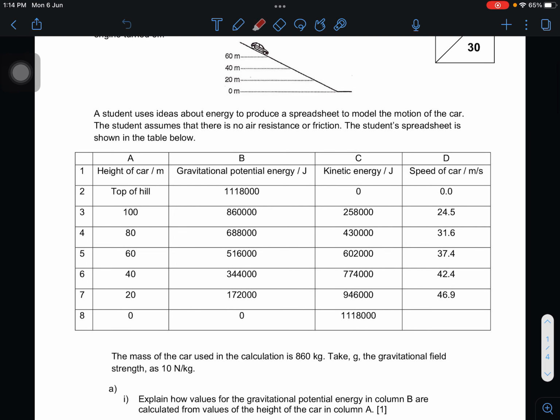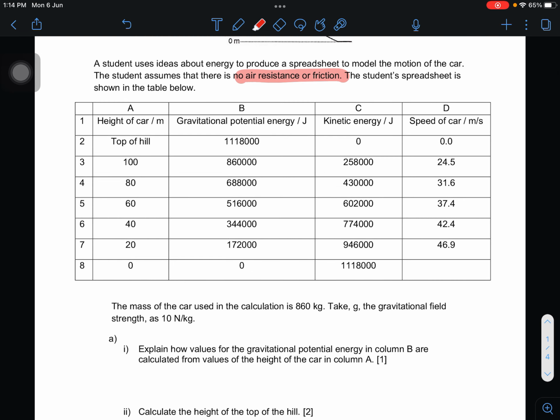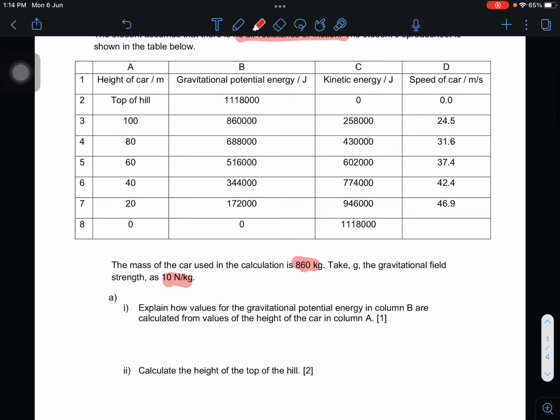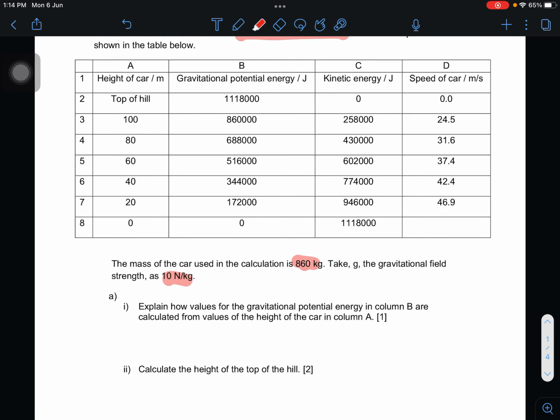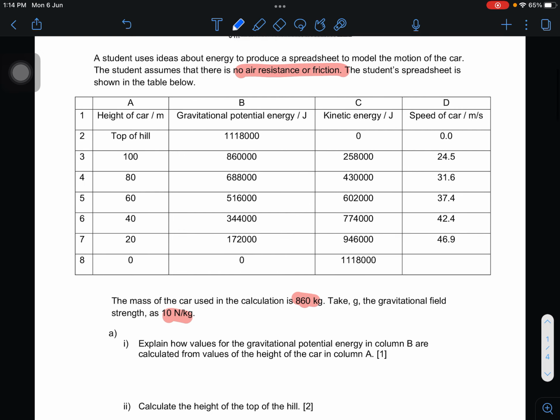No air resistance and no friction, so we're not talking about any energy loss. Any energy conversion will strictly be between your GPE and KE, right? The mass of the car used in the calculation is 860 and g, gravitational field strength, is 10. Explain how values of the GPE in column B are calculated from values of the height of the car in column A. So how are they calculated?